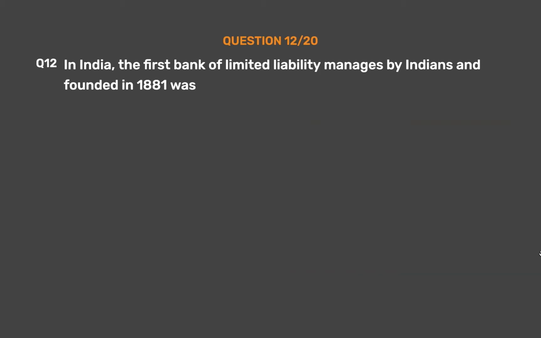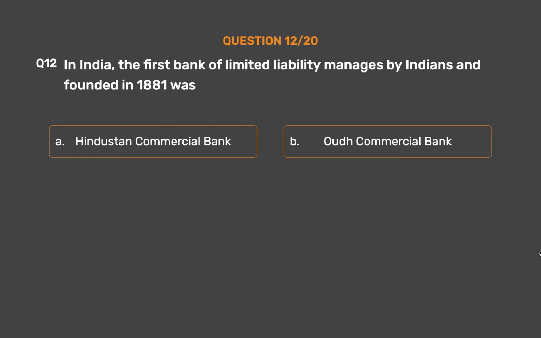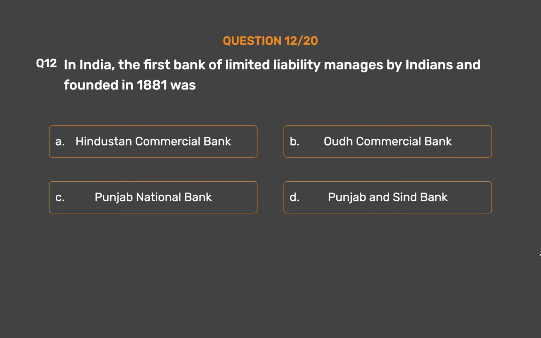Question number 12. In India, the first bank of limited liability managed by Indians and founded in 1881 was Option A, Hindustan Commercial Bank. Option B, Oudh Commercial Bank. Option C, Punjab National Bank. Option D, Punjab and Sindh Bank.